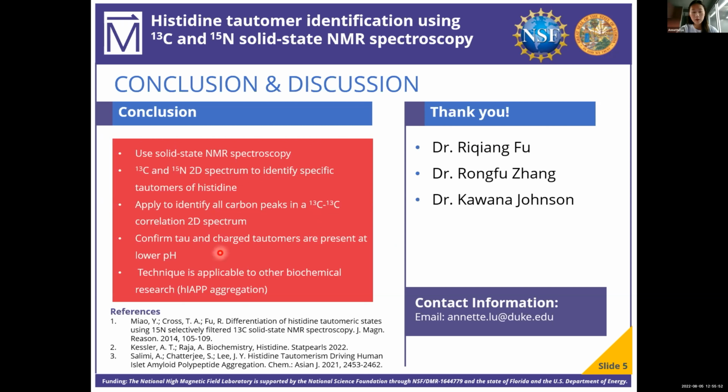And we are able to confirm that there were a tau and charged tautomer present in our sample, which was at a lower pH. And this technique is applicable to other biological research. For example, the HIAPP protein, which when misfolded is causing type 2 diabetes and may be linked to Alzheimer's. And this misfolding is due to histidine tautomerism or the wrong tautomer being present. So it is important to be able to distinguish.